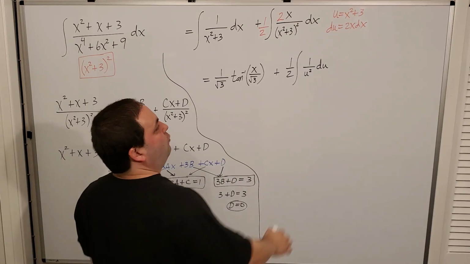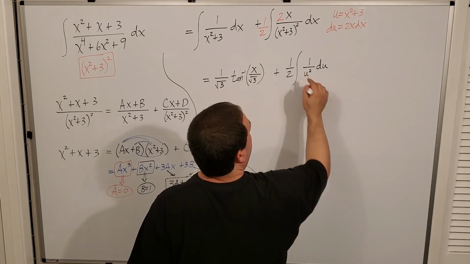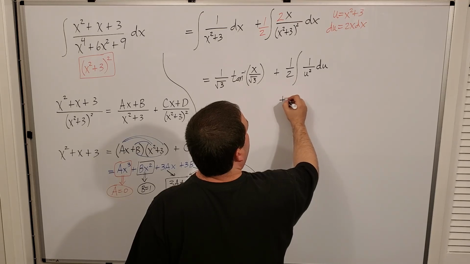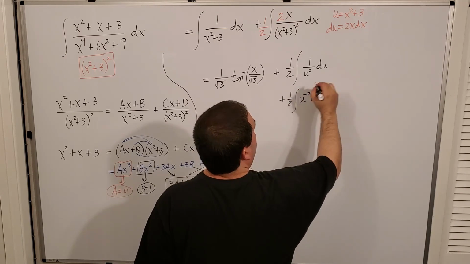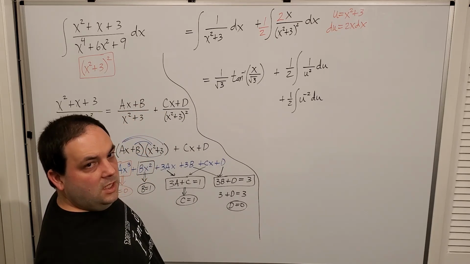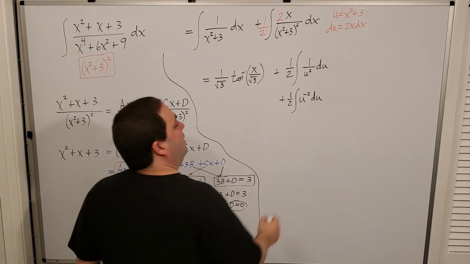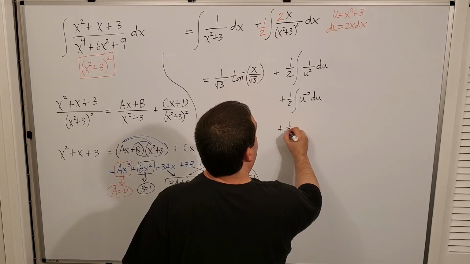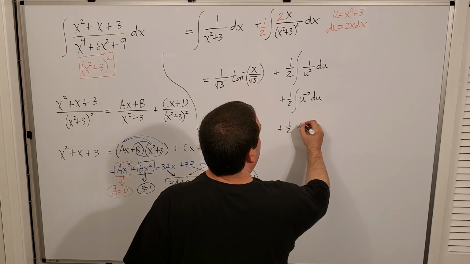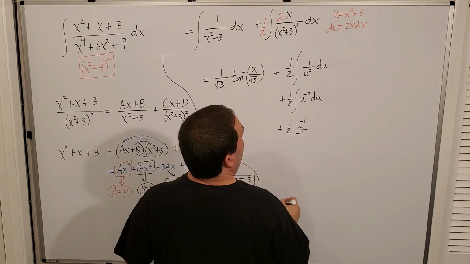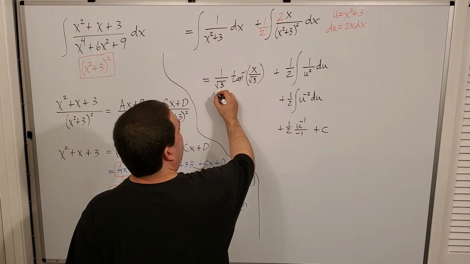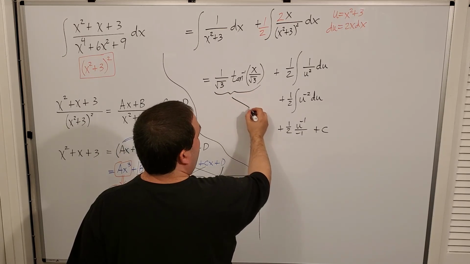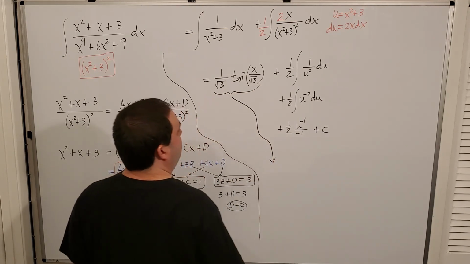But of course, instead of writing 1 over u squared, I would rather write u to the negative 2, right? Power rule, that becomes 1/2 u to the negative 1 divided by negative 1 plus c. Okay, and then of course this guy has been here the whole time. I'm just going to let him take a ride.